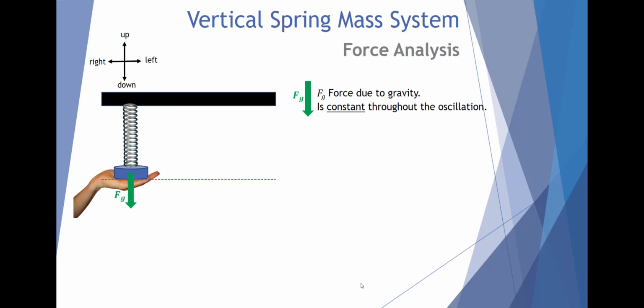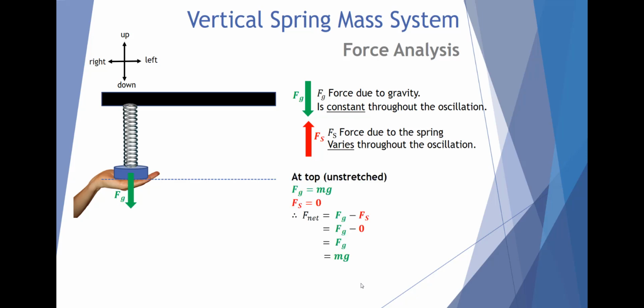We know that during this oscillation, there's always a force due to gravity that's constant, pushing towards the center of the Earth, downwards in this case. There is also a second force, the force due to the spring, that must be considered, and that varies throughout the oscillation.